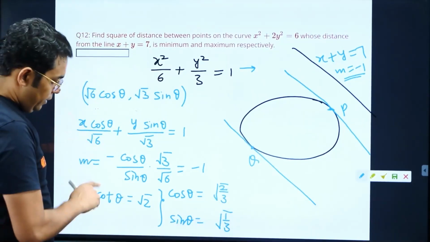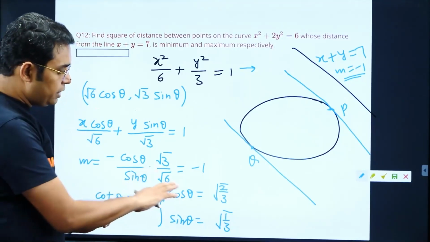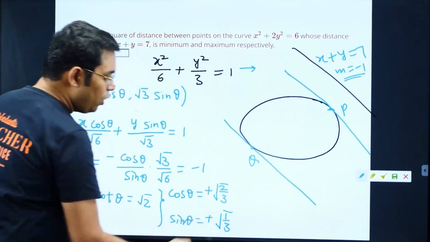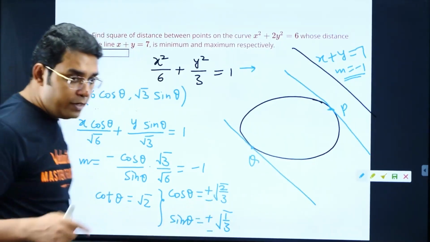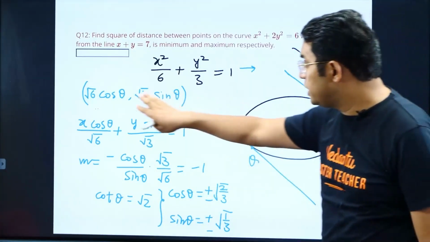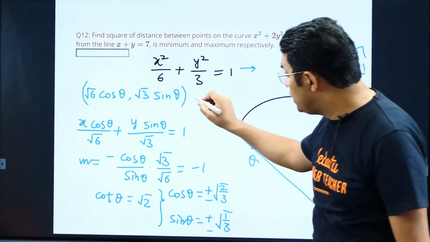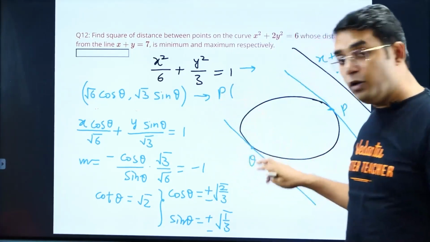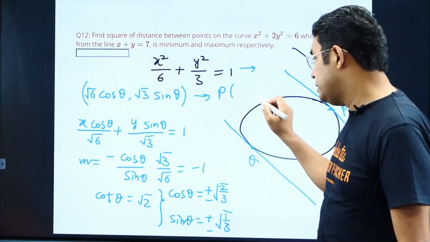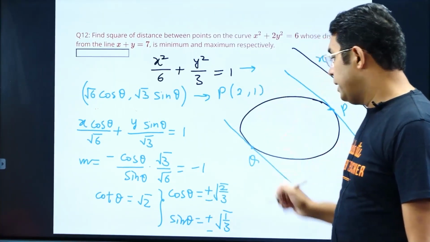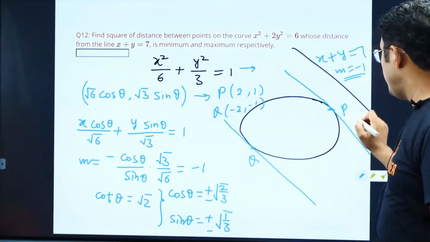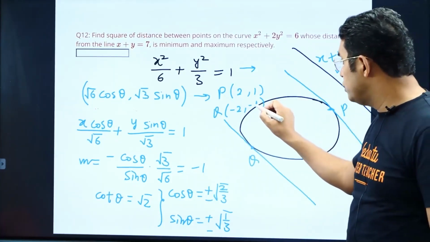Okay, but cot theta is positive, so cos theta and sin theta should be of the same sign. They both can be positive or they can both be negative also. So you will get 2 points according to that. My points can be found using cos theta and sin theta in the parametric form. If I take positive values, root 2 by 3 and root 1 by 3, then this will be 2 comma 1, and if you take minus minus, then this will be -2 comma -1. So P point will be 2 comma 1 and Q point will be -2 comma -1.